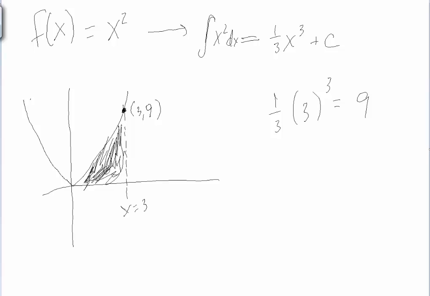We don't have a nice, easy formula for a triangle or a rectangle or a trapezoid or anything like that. So how do we find this area? Well, here's where we use what's called Riemann sums or Riemann summation.